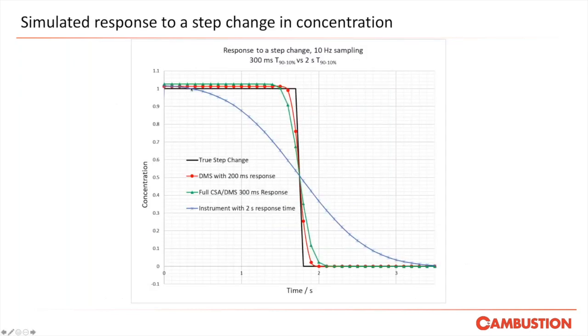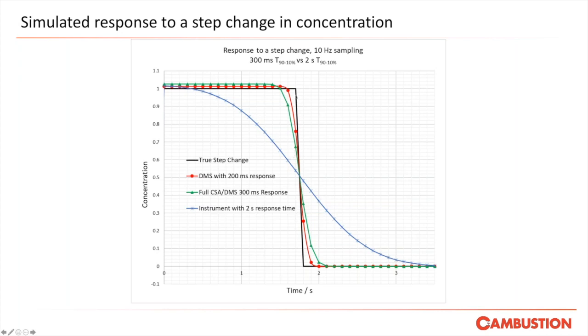What does this all mean in terms of the effect on the data? So I looked at modeling some of this. If we have a true change in concentration here given in black, and we have a DMS500 with a 200 millisecond intrinsic response in red, it slightly slows the data. We then have the full CSA and heated line, 300 milliseconds.